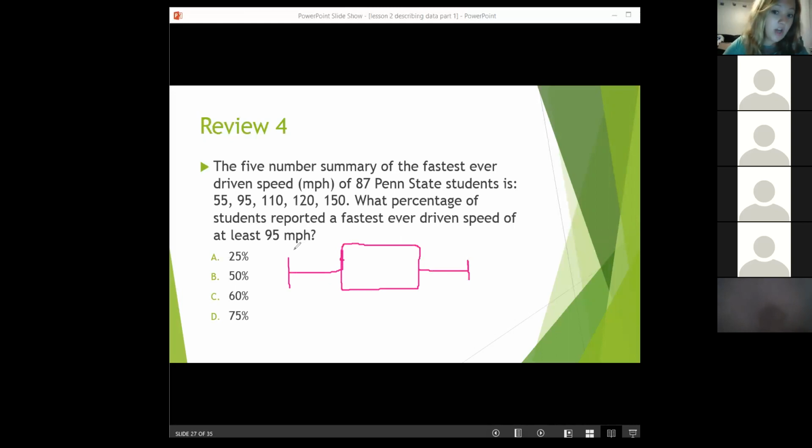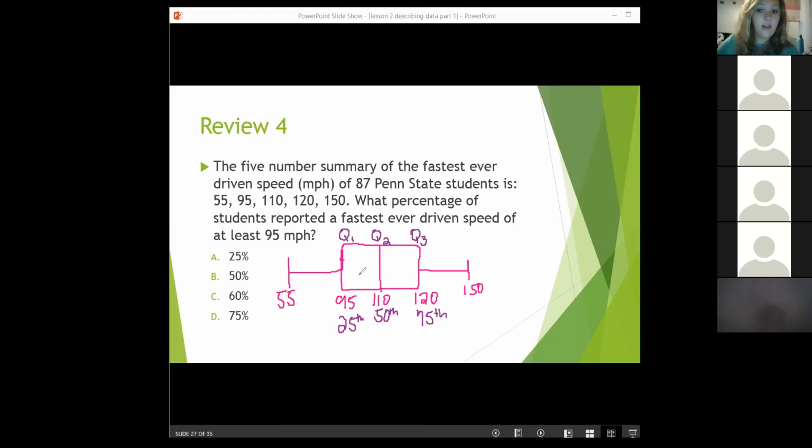But if we were to draw this out in a box plot, we're going to have our minimum at 55. Our first quartile is going to be at 95. Second is going to be 110, 120, and then 150. So if you recall, when we're talking about quartiles, that means that our first quartile is going to be in the 25th percentile. The second is going to be in the 50th. And then this one's going to be in the 75th. So if we're talking about Q1, Q2, Q3.